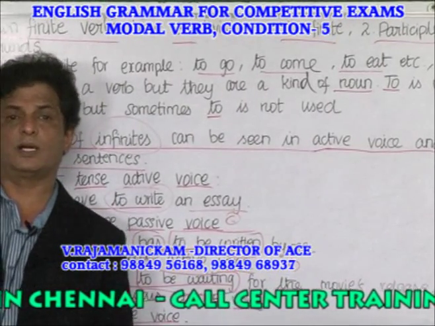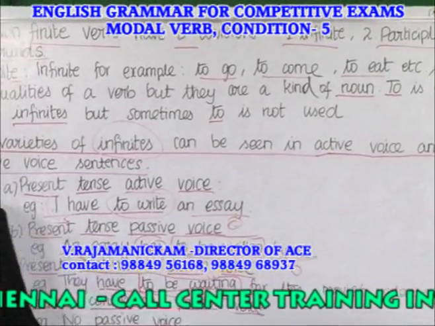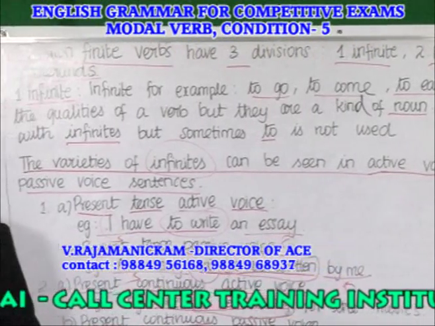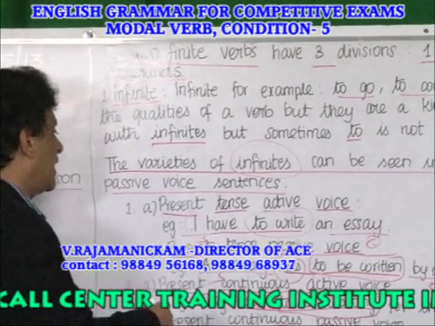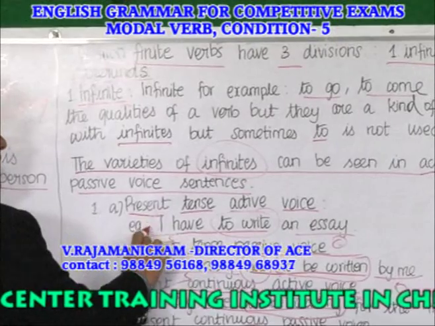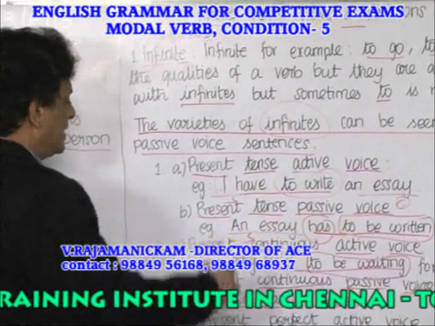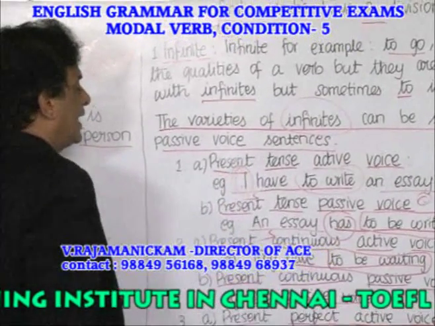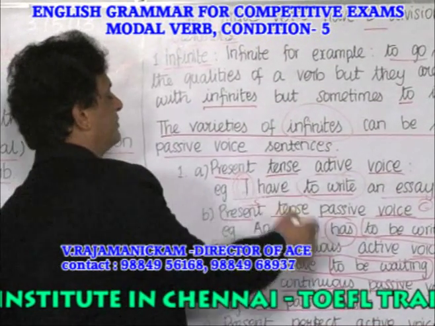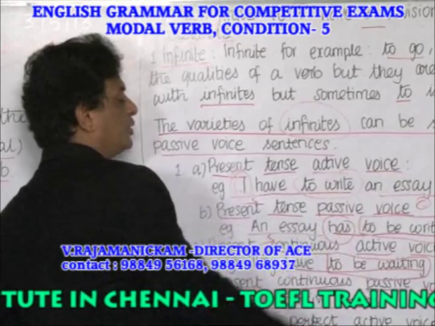தமிழில் எப்பவும் சொல்லுவாங்க, திருவள்ளுவர் திருக்குறளை இயற்றினார், திருக்குறள் திருவள்ளுவரால் இயற்றப்பட்டது. உதாரணத்துக்கு present tense active voice பாருங்க. I have to write an essay. இதில் எழுவாய் எது? சப்ஜெக்ட் எது? ஐ தானே. எது வினைச்சொல்? have. இது எச்சம், to write an essay.